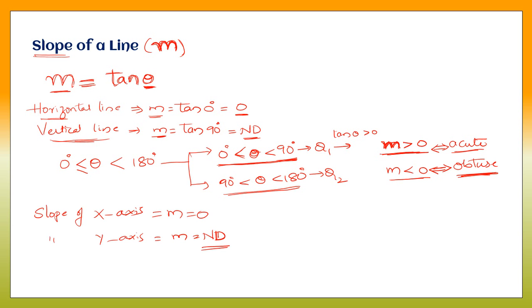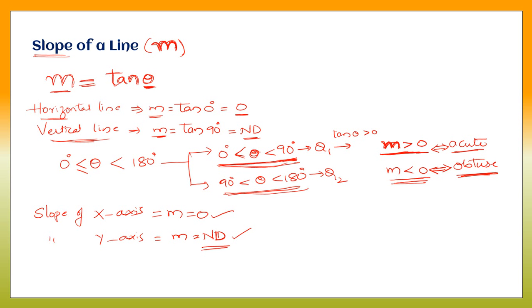So clearly from this, what I can say is the slope of the x-axis is 0, the slope of the y-axis is not defined, and for angles from 0 to 90 degrees the slope is positive, for 90 to 180 degrees the slope is negative. So I hope you have understood, right?